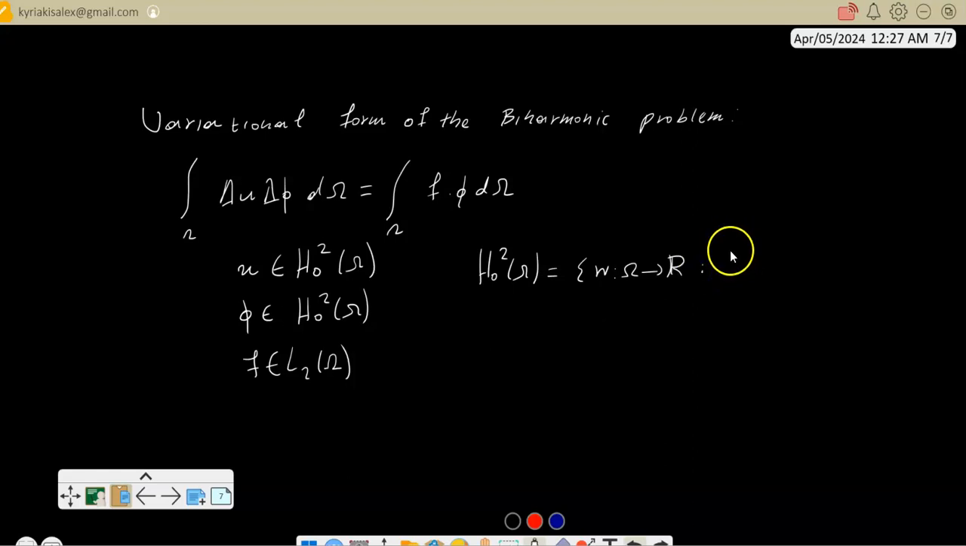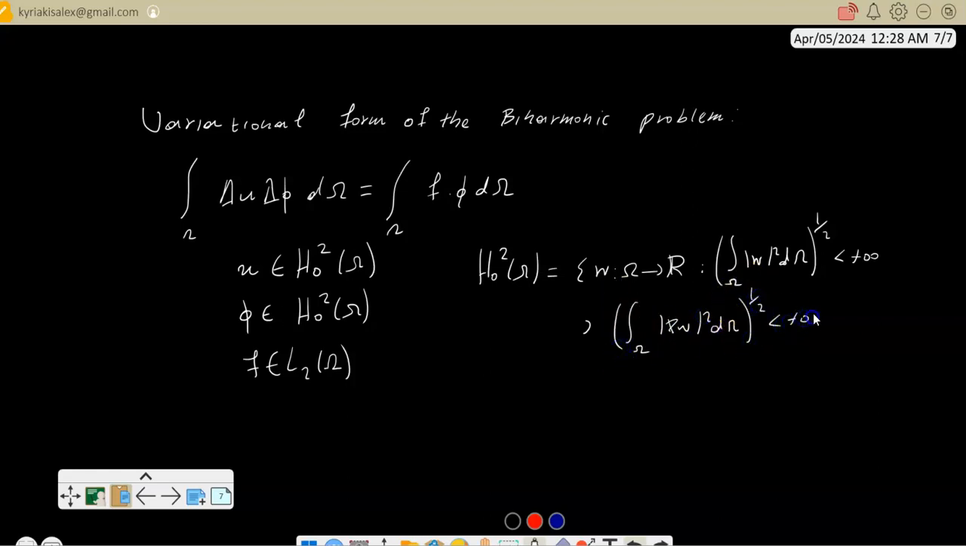such that the integral over omega w squared d omega, so this L2 norm, is finite. Then the norm of the gradient of w in L2 is finite. And also the norm of the Laplacian is finite. And the function becomes 0 at the boundary of omega.